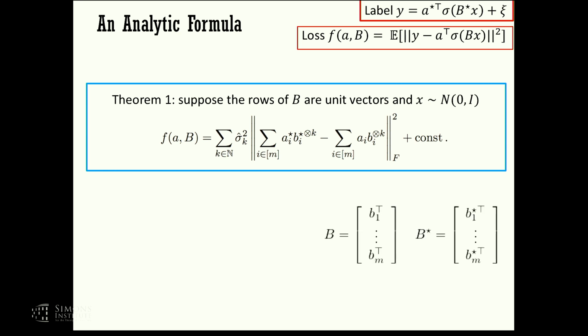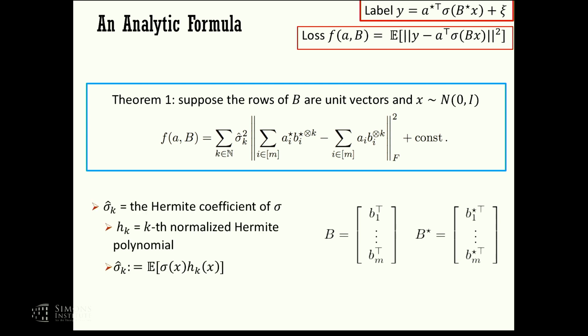The b_i's are the rows of B, and the b_i stars are the rows of B star. And a_i is the coordinate of the vector A. And sigma hat is the Hermite coefficient of sigma, the activation function. The definition is that h_k is the normalized Hermite polynomial, and sigma hat k is just the inner product between sigma and h_k. For most of the talk, this doesn't really matter. The only thing we know is that the sigma hat k are unknown numbers. They are properties of the activation function, and they decay reasonably fast. No, not very fast, actually.